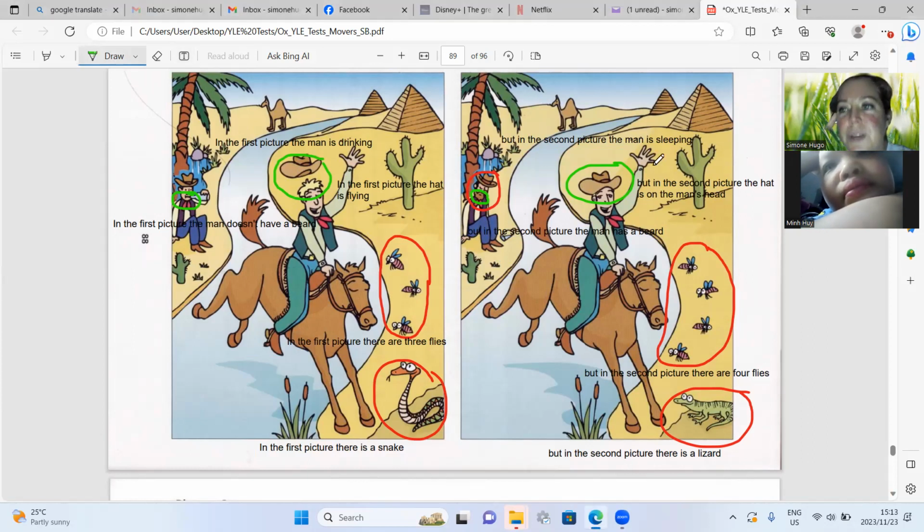Don't say what you think it says. Read. But in the second picture, the hat is on the man's head. Man's head.